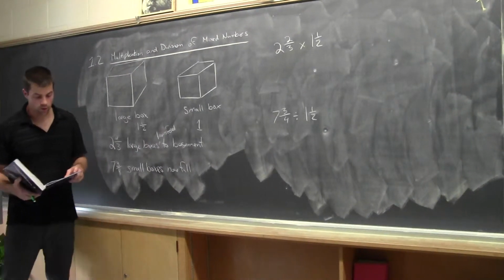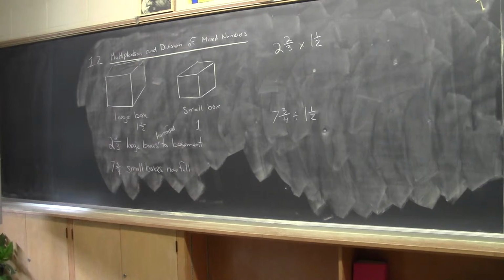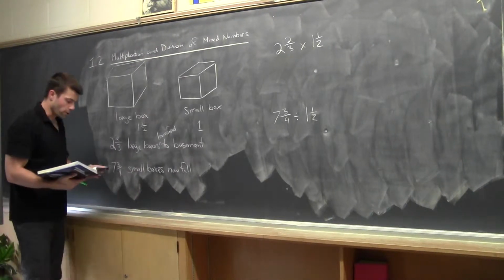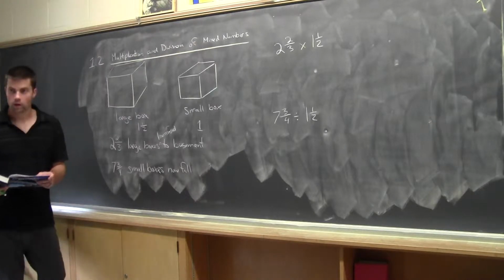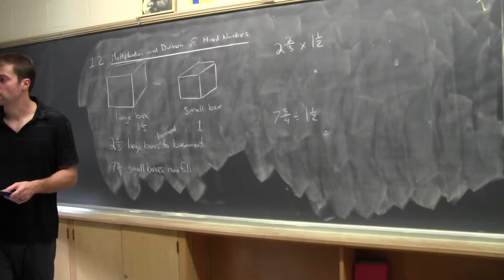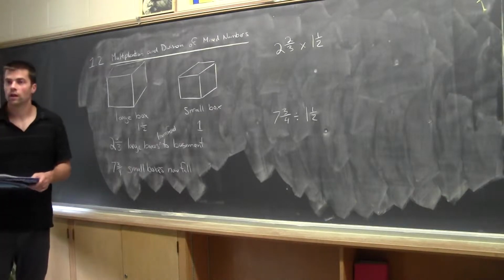Okay, this is section 1.2 in your textbook. We're looking at multiplication and division of mixed numbers. So we have a problem here on page 20 in your textbook. So we'd like to read it very nice and loud.